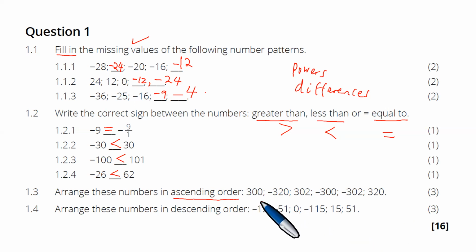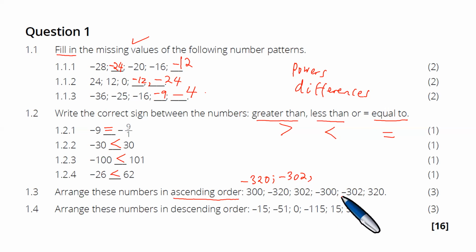If you look at these numbers, there's 300, minus 320, 302, minus 300, minus 302, and 320. Which one is the smallest of all of them? That becomes the question. Minus 320. Well done. So minus 320 is the smallest. The next one after that is minus 302. Good.